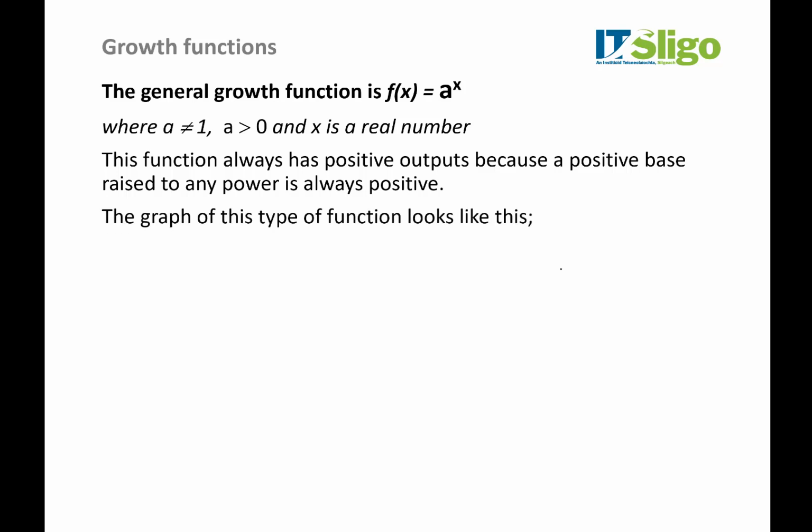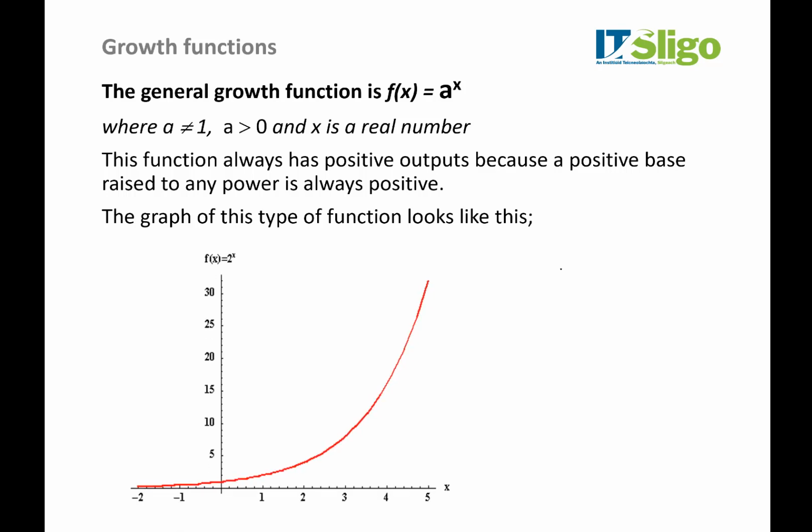So a typical graph of a growth function looks like this. This is 2 to the power of x. The slope is always positive, and as x gets bigger, the slope is always changing and always becoming more positive. So the slope is continually changing, which can be quite difficult for analysis, but we'll work around that as we move along.